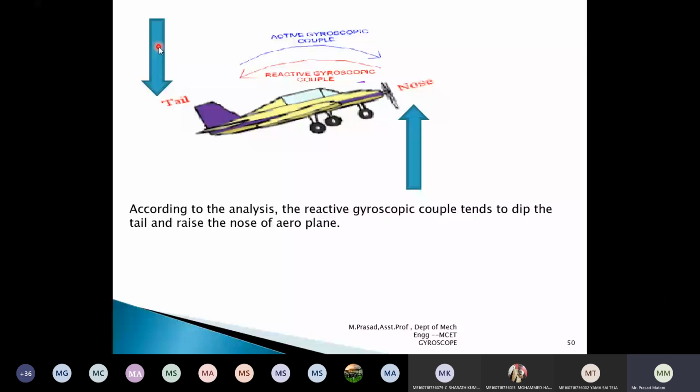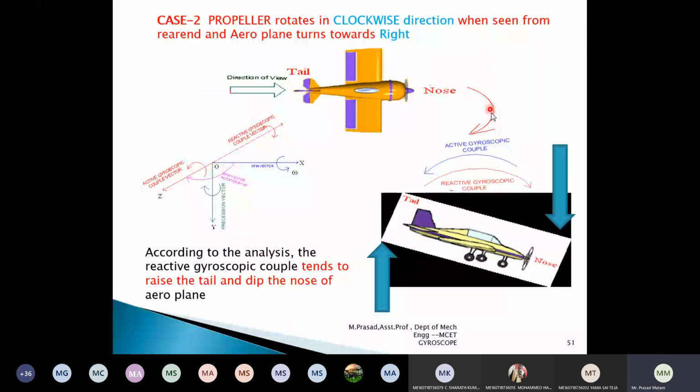Now let us discuss clockwise rotor taking right turn. You can see the right turn I am showing here. When I am seeing from the back side of the aeroplane, this is the right turn I am taking. Again, for clockwise rotor, the spin vector will come in positive axis or in forward direction. You can see the blue line, which I'm representing as the spin vector line, is moving in positive x-axis.